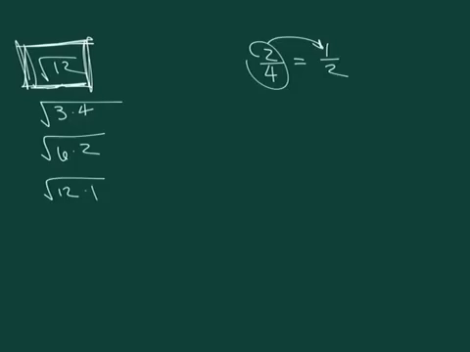Well, I always tell students to pick the 2 numbers where one of them you can take the square root of. Okay, can I take the square root of 12? No. Can I take the square root of 6? No. Can I take the square root of 2? No. Can I take the square root of 3? No. Can I take the square root of 4? Yes. That's the one I want.